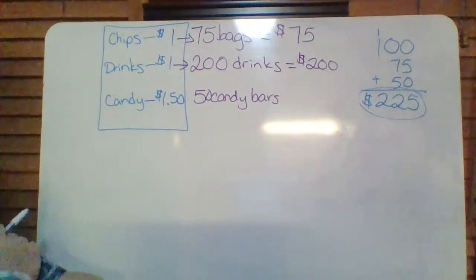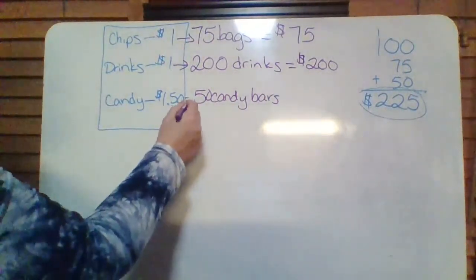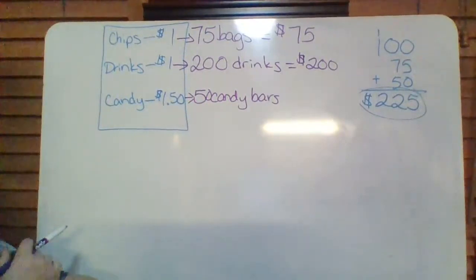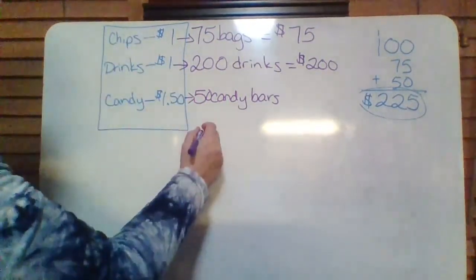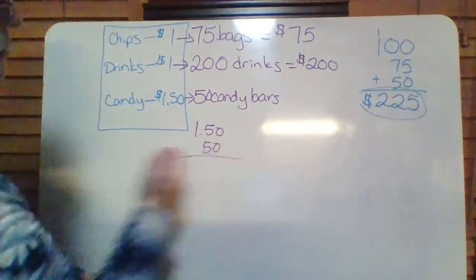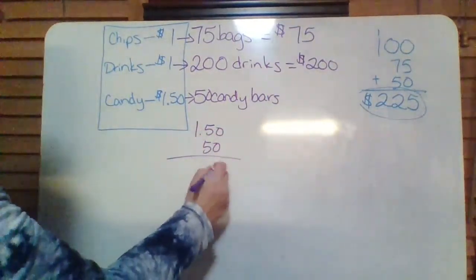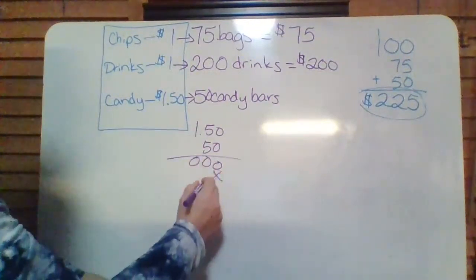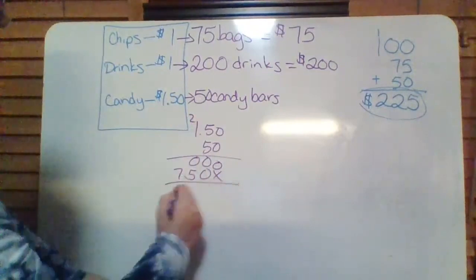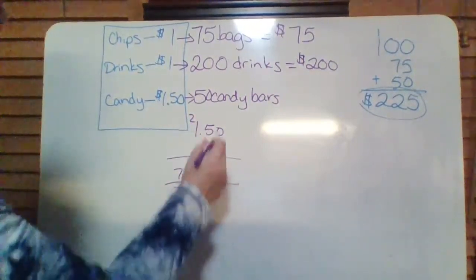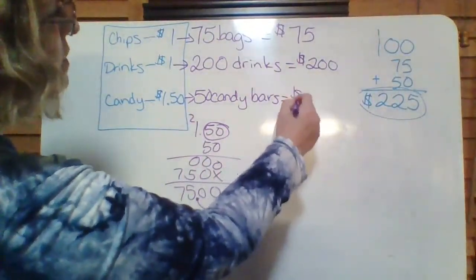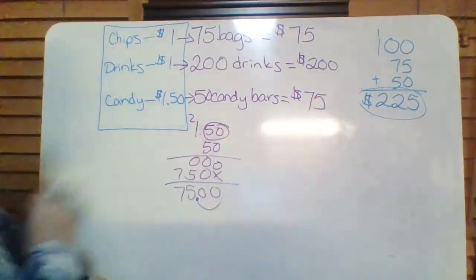Okay, on the candy bars, we sold 50 candy bars. The candy bars were $1.50. Unfortunately, this one isn't quite as nice as the first two. So we are going to have to do some multiplication that we can't possibly do in our head. I mean, I guess you could. You should be able to, but we're going to do it here anyway. How many decimal places? I have 2. So we made $75 for candy.